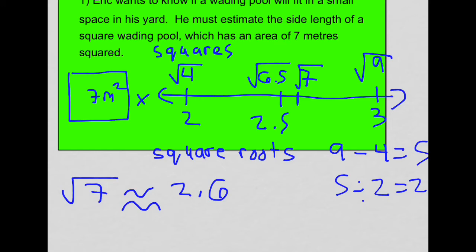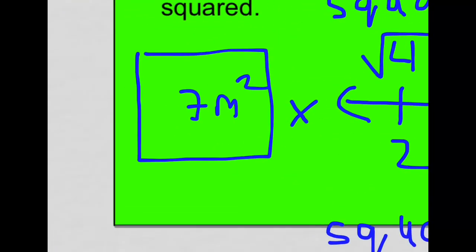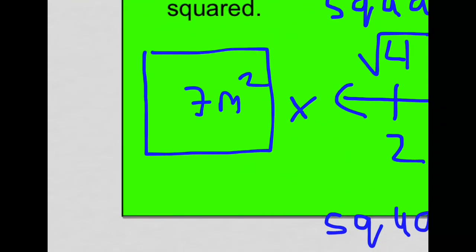In fact, when I use my calculator to figure this out, the square root of 7 comes up to about 2.64579913. So an estimate of 2.6 is very good. So that means if I'm thinking of the side length of a square that has an area of 7, the side length of that square is approximately 2.6 meters. Now, it's not an exact square root because this number right here is not a perfect square.